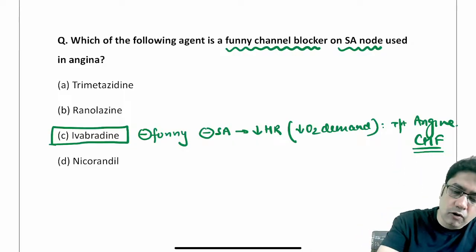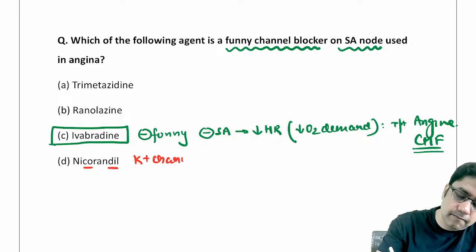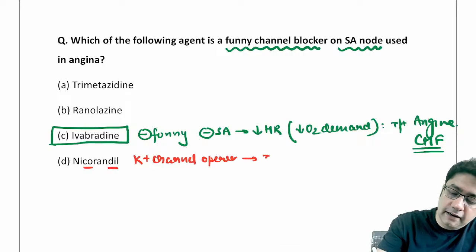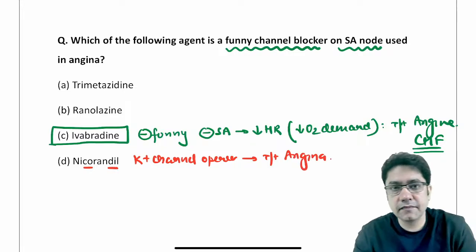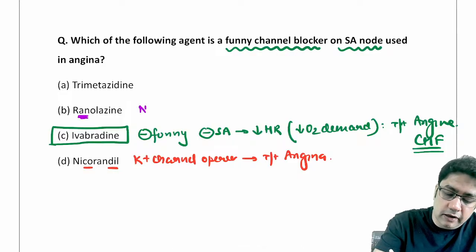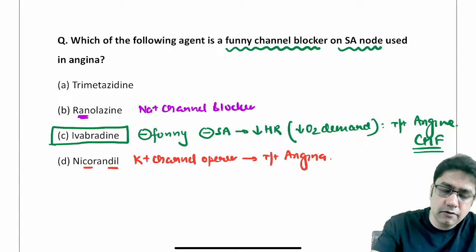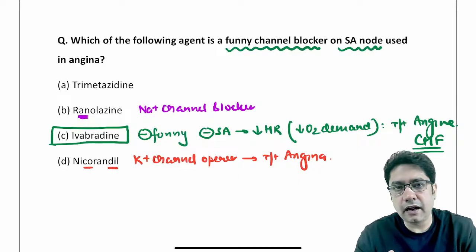Then we have nicorandil. I think we have discussed nicorandil, a coronary dilator. It is a potassium channel opener which dilates coronary artery, given in the treatment of angina. We have just discussed it. Ranolazine, remember, the Na word is coming. It is a sodium channel blocker, which is also given in the treatment of angina. All are given in angina.